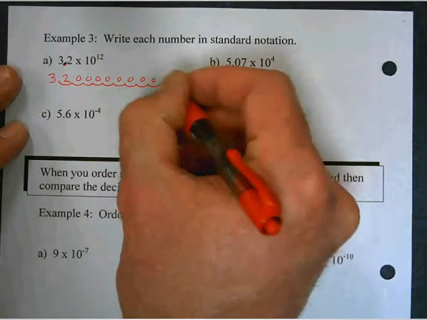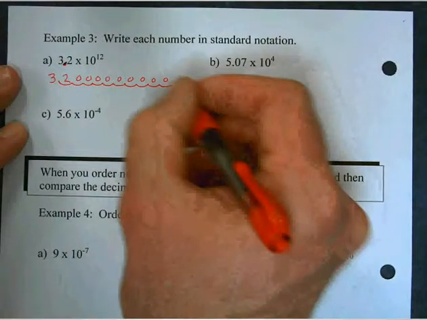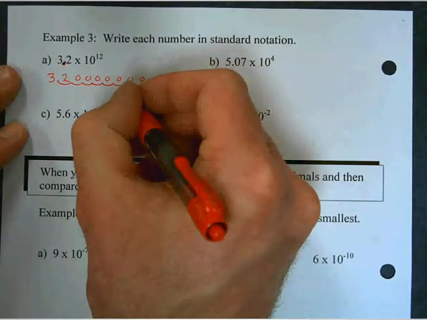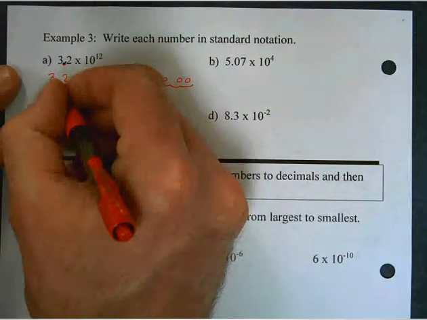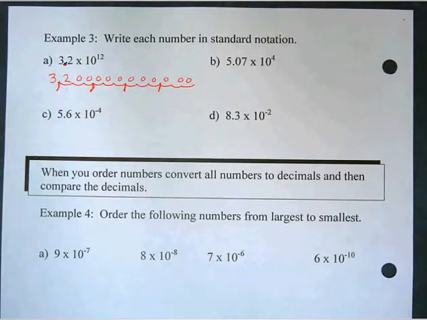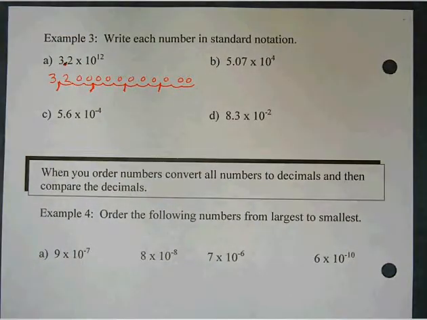And to organize this, let's do our commas. There's our first comma, our second comma, our third comma, and our fourth comma. And there we go. Is that a massive number? Yeah. Millions, billions, trillions. So that's 3.2 trillion. Yeah. That's a big number.